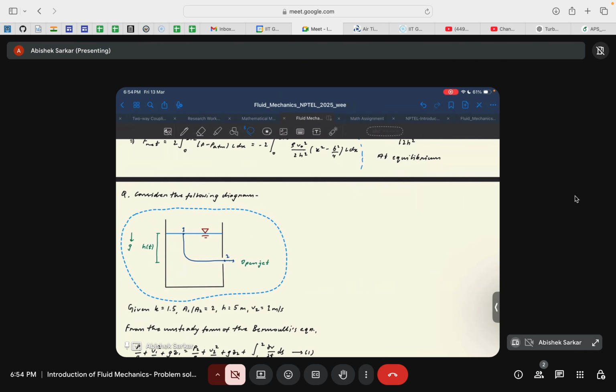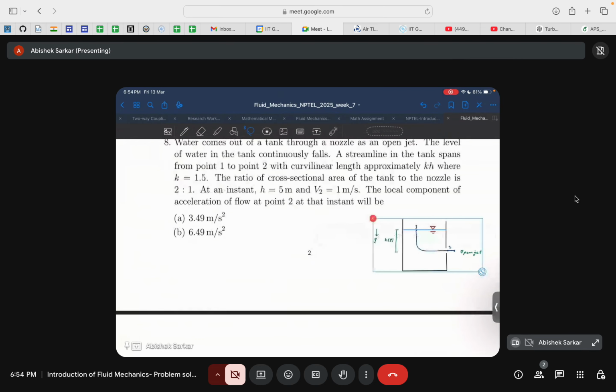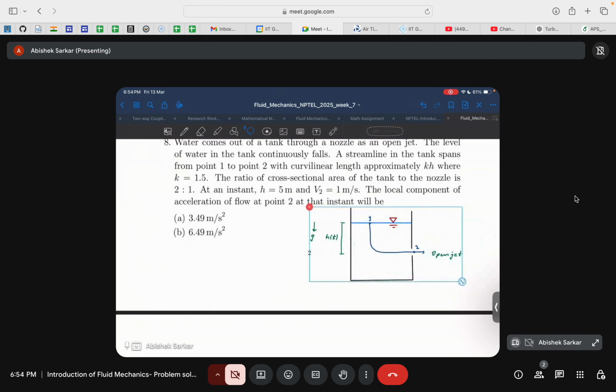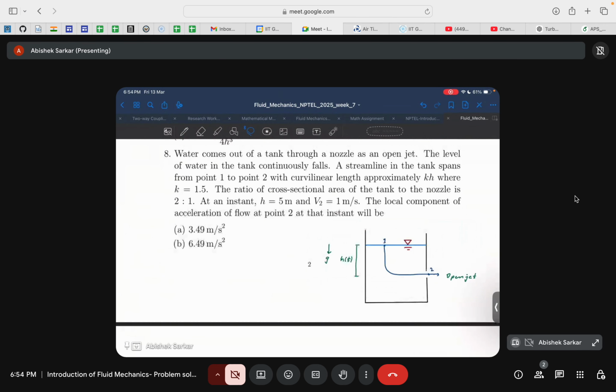And this is the case, right? So this is the schematic diagram. Hand drawn one, sorry, but okay. So the question is, water comes out of a tank through a nozzle as an open jet. The level of water in the tank continuously falls. A streamline in the tank spans from a point 1 to 2, as shown in the diagram, of a curvilinear length approximately kh, where k is 1.5.